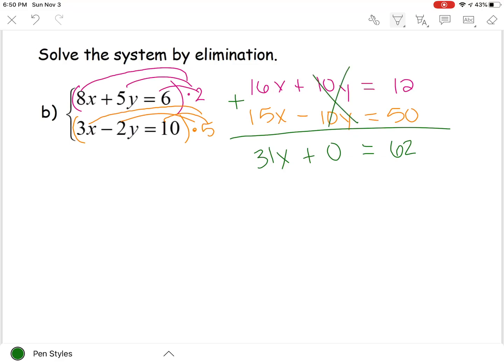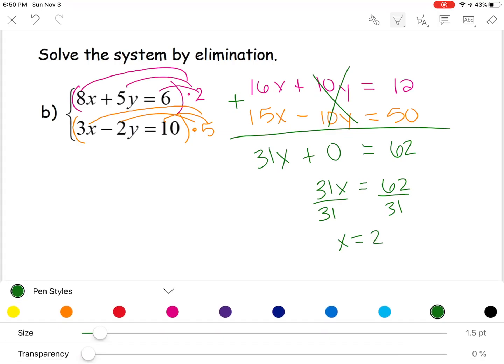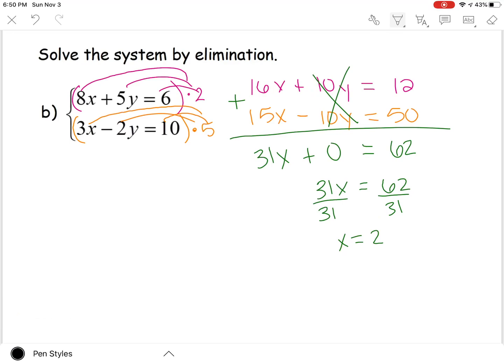If nothing eliminates, you need to go back and you need to figure out what you did wrong. 31x plus 0 is just 31x is equal to 62. Divide by 31 on both sides. X is equal to 2. So we have our one solution, but we need to find our y value. So again, we can plug it into either of these equations. It does not matter which one.